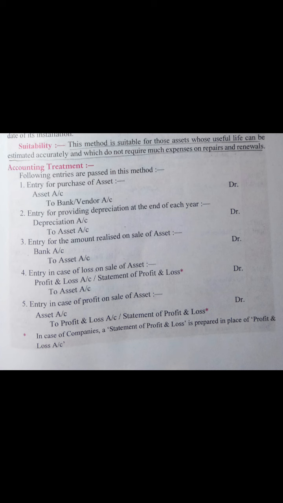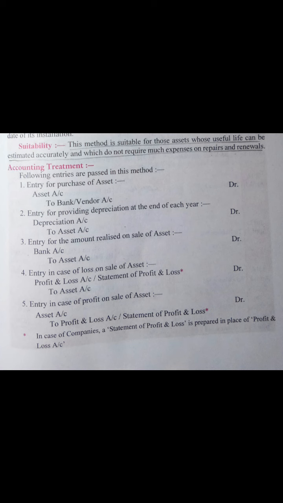As I have told you, depreciation is an expense, and whenever an expense increases, it would be debited. So the depreciation account, which is an expense, is increasing, that's why it would be debited, and the value of an asset is decreasing, that's why it is credited.